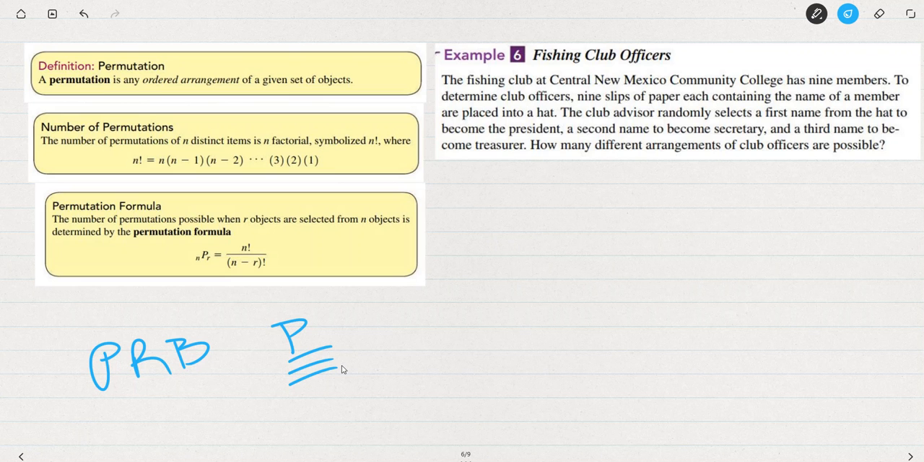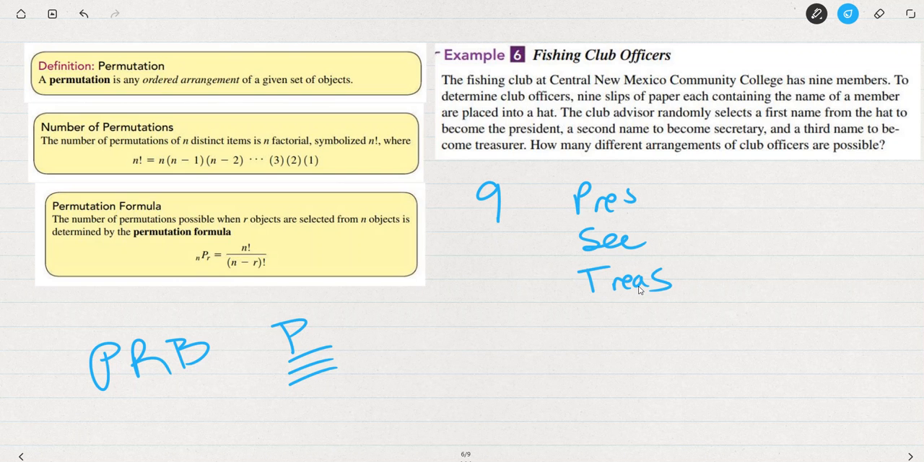Let's look at an example. A fishing club at Central New Mexico Community College has 9 members. And to determine the club officers, 9 slips of paper containing the names of the members are placed in a hat, and the advisor randomly selects a name from the hat to become president. The first person is the president, the second is the secretary, and the third is the treasurer.